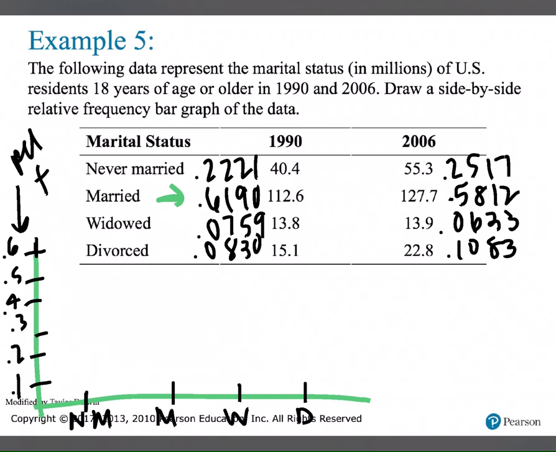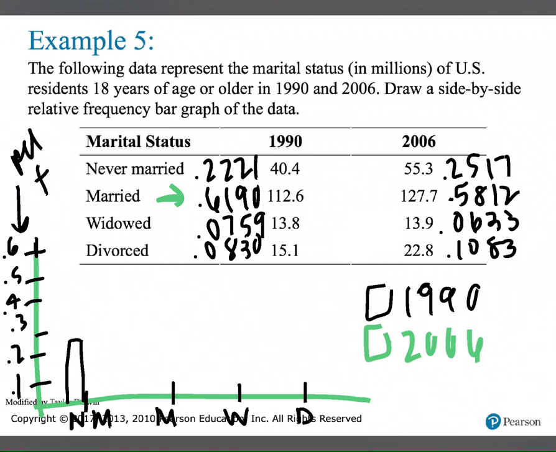Okay, so in a side-by-side, our bars can touch when you're comparing the years. So, for example, I'm going to do a little key over here. 1990 is going to be black bars, and 2006 is going to be my green bars. And if you don't have a different color, you can just make a little pattern in one of them, or shade one of them. Either works. So anyways, 1990 for never married was 0.221.